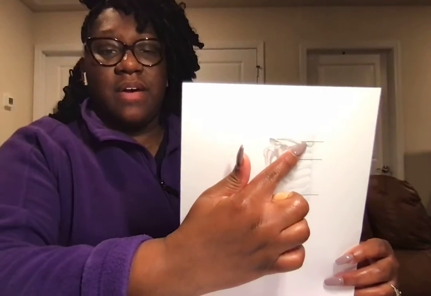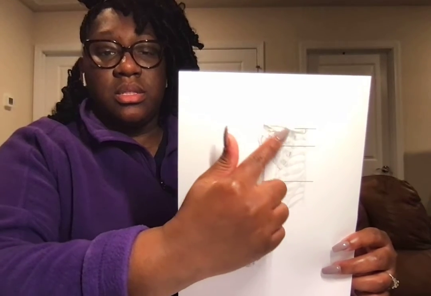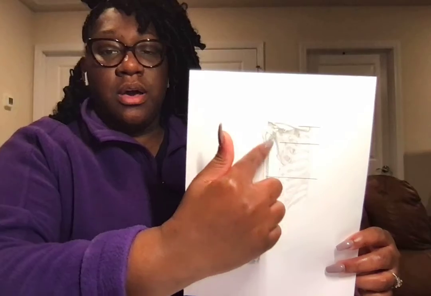Here we have the clavicle, which is your collarbone. There's one on each side of the body. This is the anterior view of the scapula, one on each side of the body as well.